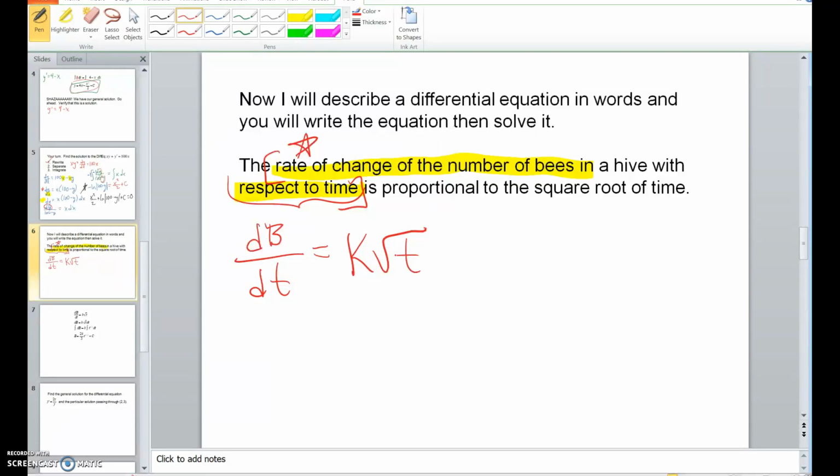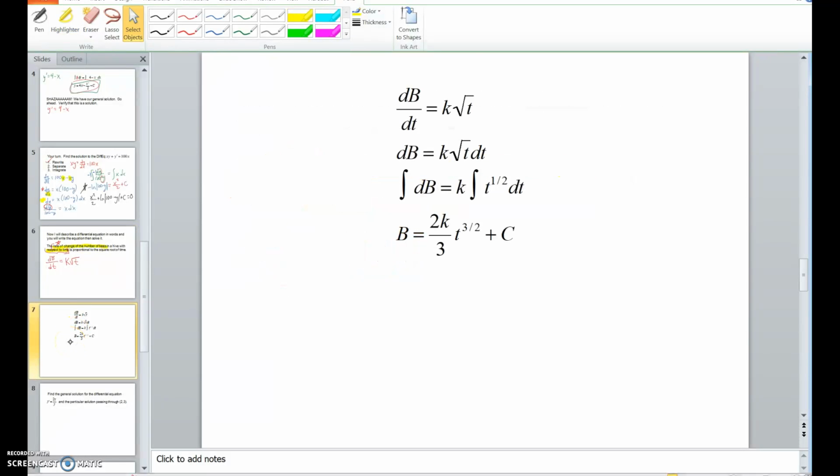It's easy to separate. We just need to multiply the dt over to the other side, and then we'll have b's on one side and t's on the other. And then we'll integrate. And you get this little solution, that the number of b's at a given time is 2k over 3 times t to the 3/2 plus c. So this is a general solution. If we were given more information, we could figure out a particular solution, but that is the general solution.